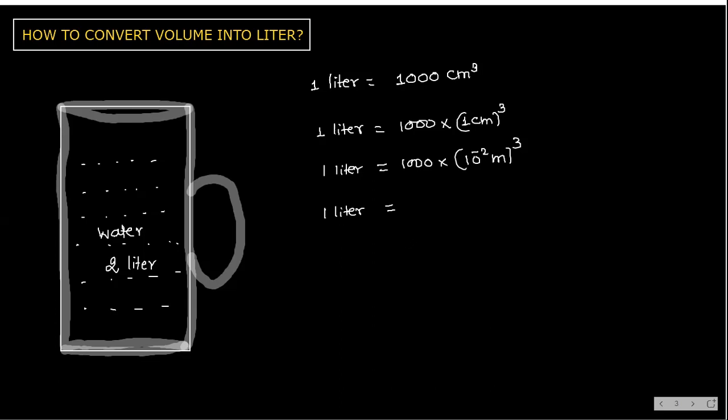Any doubt? No, sir. Now this is 1000 into 10 power minus 6 meter cube. So can I write like this now here? This is 1000. Can I write 10 into 10 into 10? And this is 10 power minus 1 into 10 power minus 1 into 10 power minus 1 into 10 power minus 3. Understood what I did?